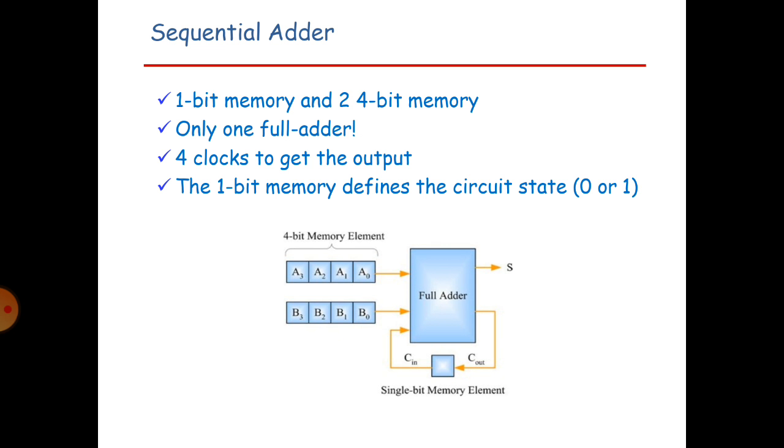The next is the sequential adder. This has 1 bit memory, 2 to 4 bit memory, and only one full adder, with 4 clocks to get the output. The 1 bit memory defines the circuit state, 0 or 1. A0 to A3 and B0 to B3 will be given to the full adder circuit. We have the outputs, sum and carry.